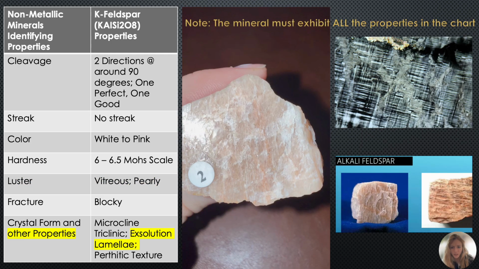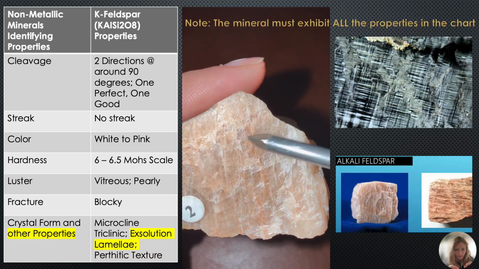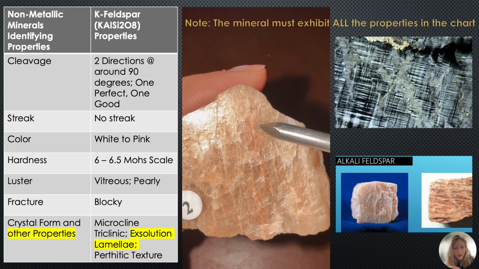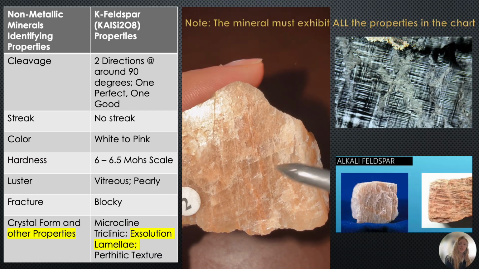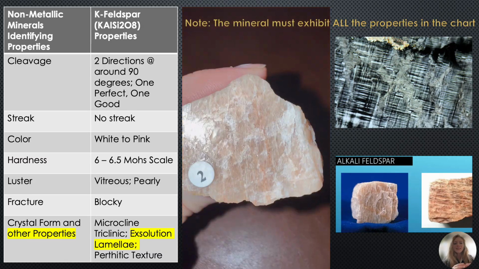Now our last property, we're going to focus on exsolution lamellae. In this video, you can see things almost like muscles underneath that rock. We can see this over on the right-hand side with our thin section and in the picture below. This is exsolution lamellae, and this is a property of K feldspar.